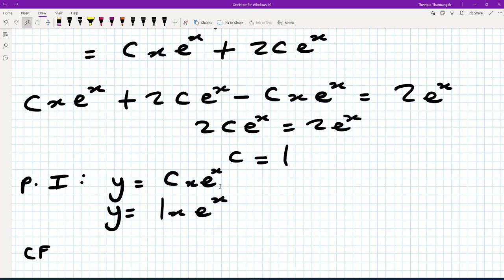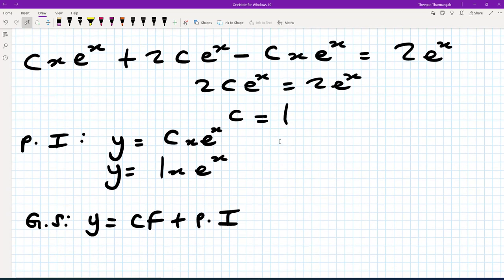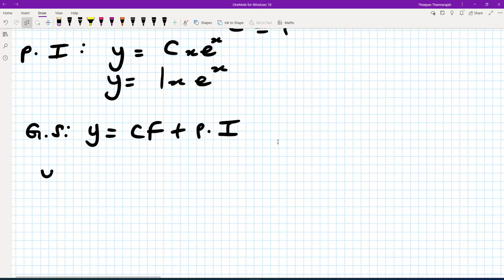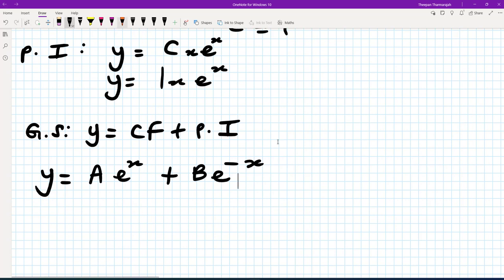So the general solution will take the following form. It will be y is the complementary function plus the particular integral. So we could write this down as the general solution will be a e to the x plus b times e to the minus x plus the particular integral, which we know is plus 1 x e to the x.